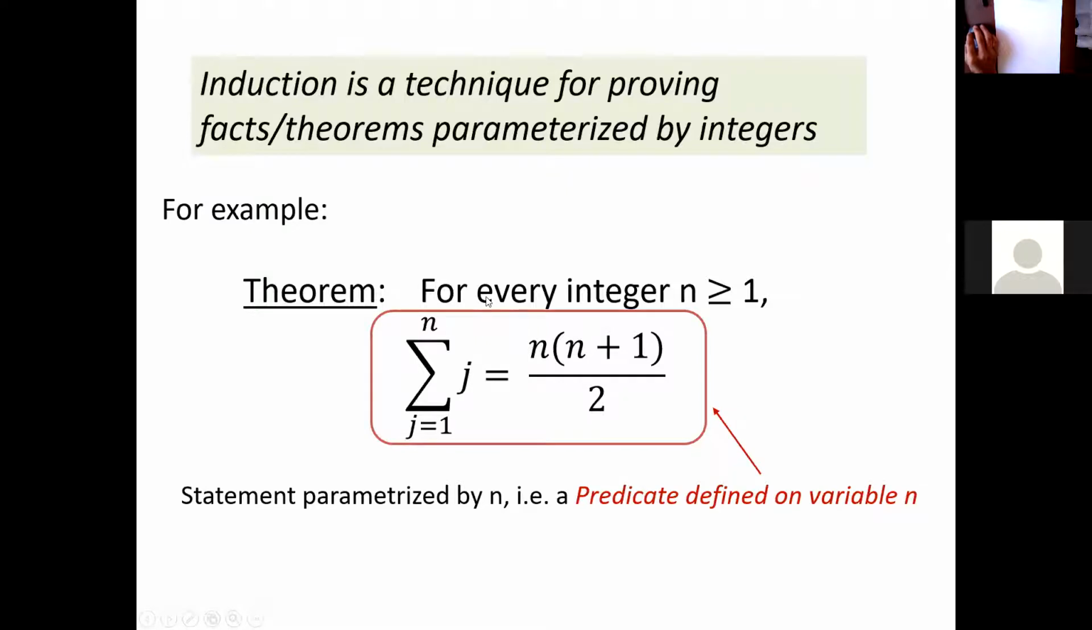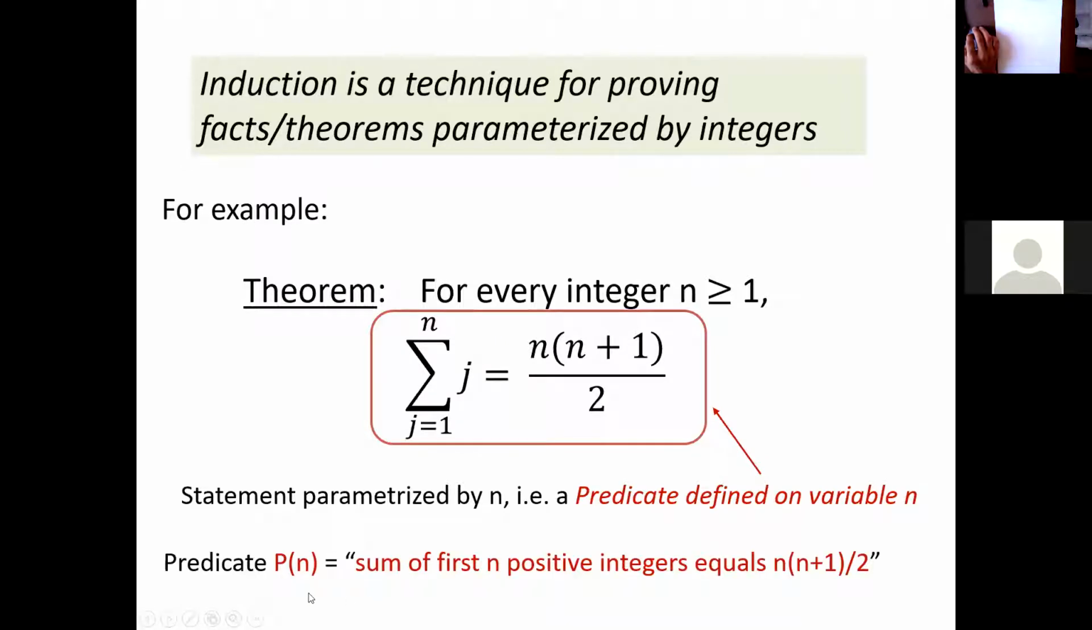And the theorem says that actually it will be true for all n's in that range. So here is the predicate explicitly. The predicate P of n involved in this theorem says that the sum of the first n positive integers equals this numerical expression. So this is an example of a statement parameterized by an integer that we will use induction to prove.